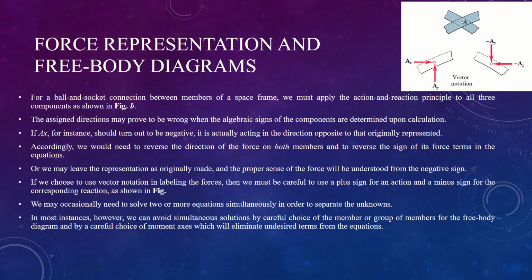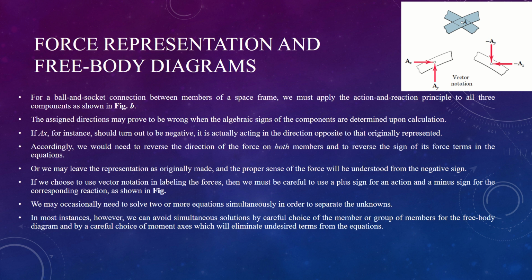Now, the assigned direction may prove to be wrong when the algebraic signs of the components are determined upon calculation. If Ax, for instance, should turn out to be negative, it is actually acting in the direction opposite to that originally represented. Accordingly, we would need to reverse the direction of the force on both members and reverse the sign of its force in the equations. Or we may leave the representation as originally made, and the proper sense of the force will be understood from the negative sign. If we choose to use vector notation in labeling the forces, then we must be careful to use a plus sign for an action and a minus sign for the corresponding reaction.